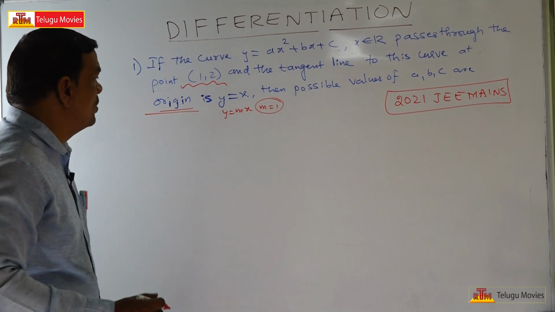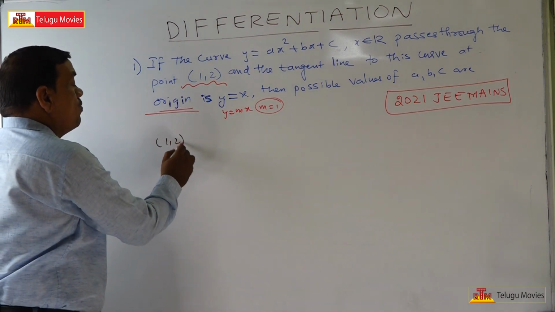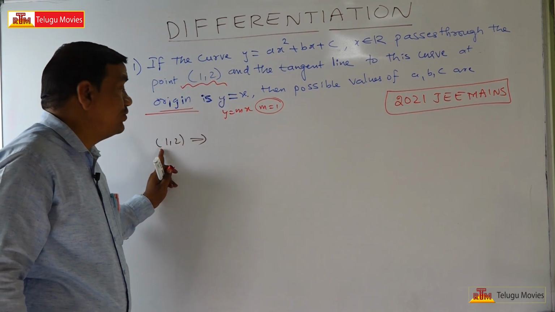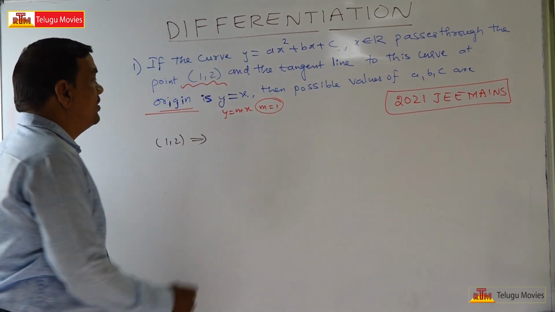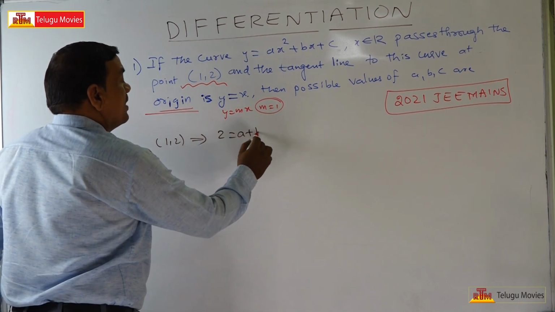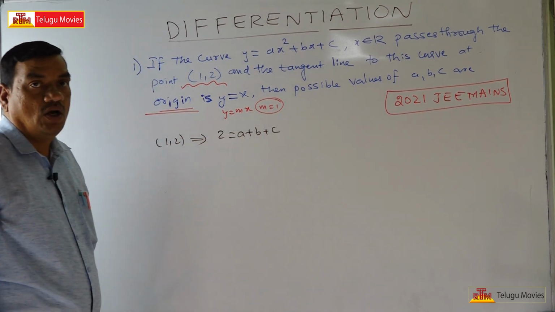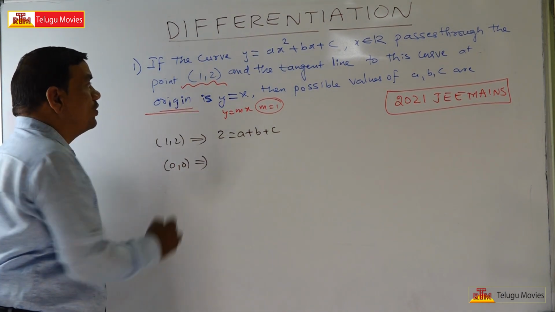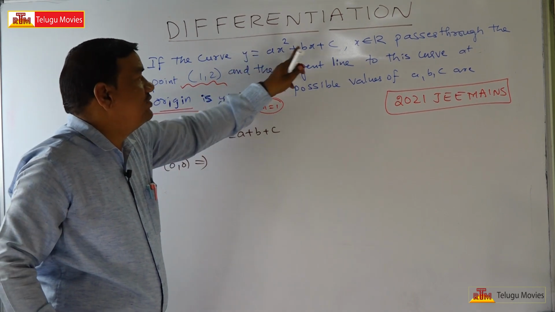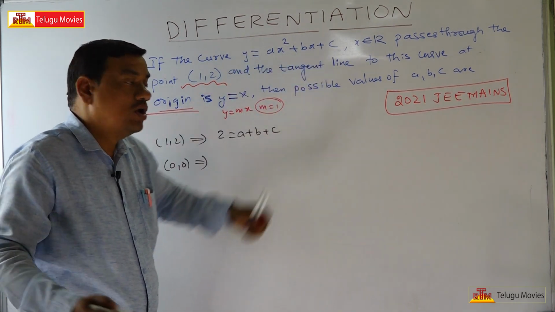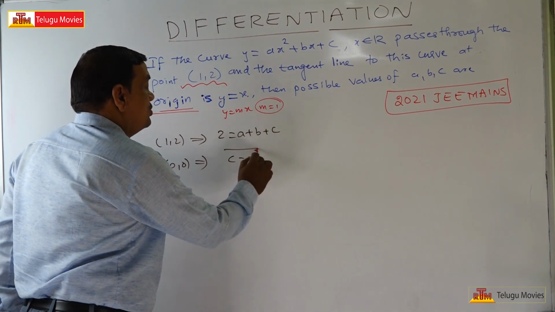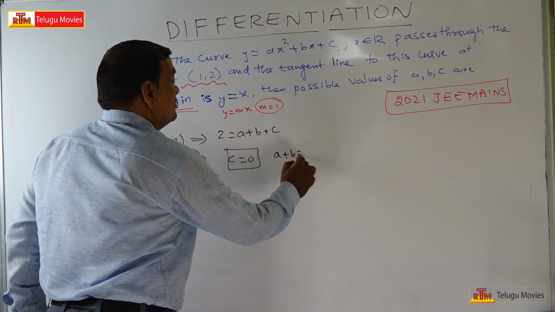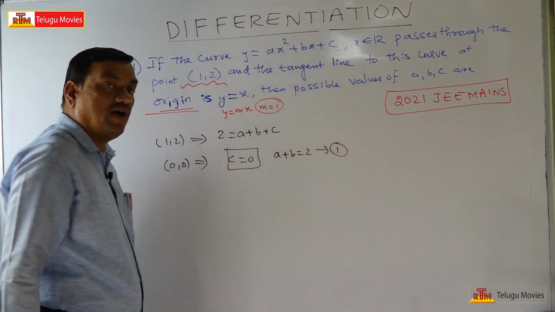So, let us start the problem. First, the curve passes through (1, 2). Wherever x is there, substitute 1, wherever y is there, substitute 2. Therefore, 2 = a + b + c. Again, the curve passes through the origin, so substitute y = 0, x = 0, and we will get c = 0. We got the c value. Substitute c here: a + b = 2. Call it equation number 1.